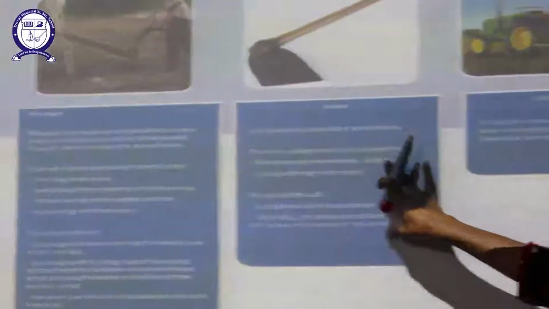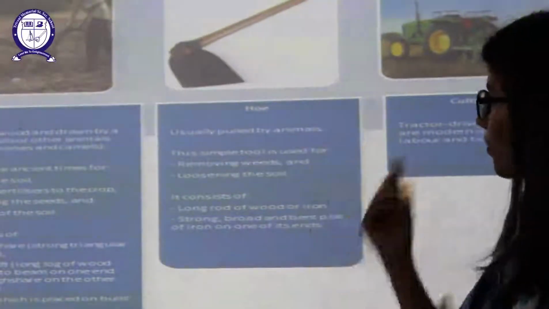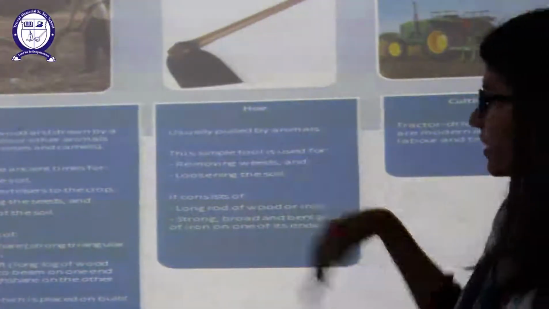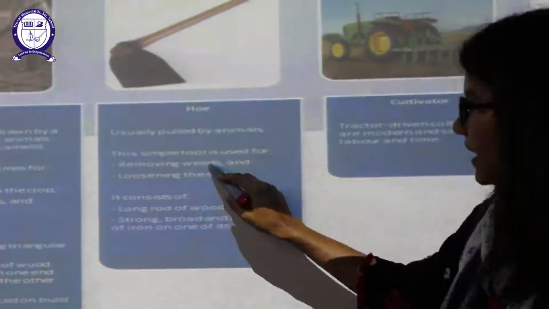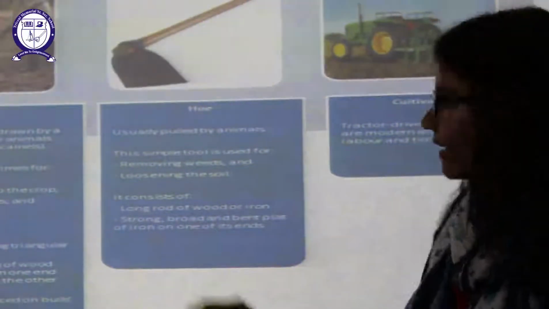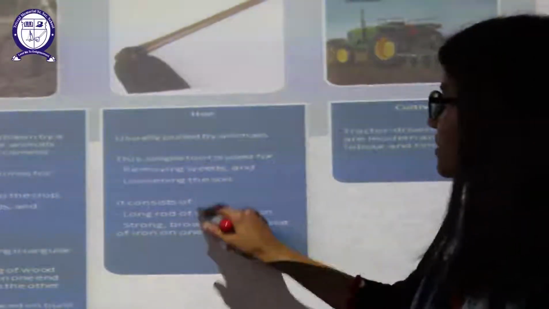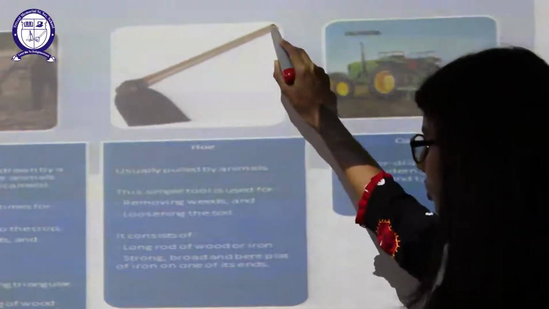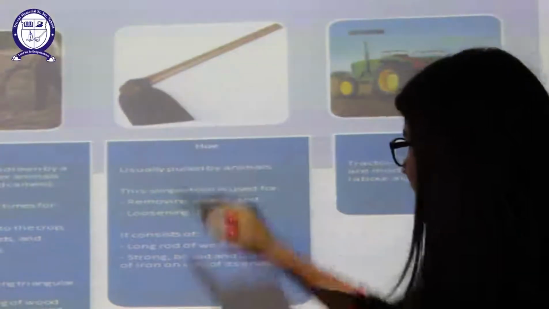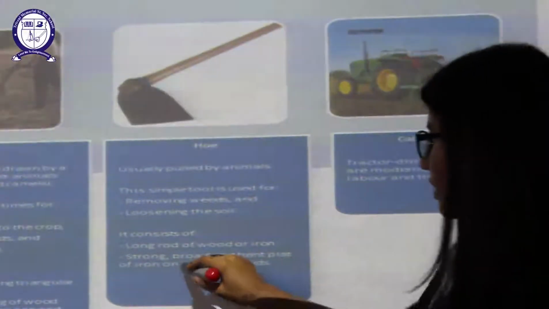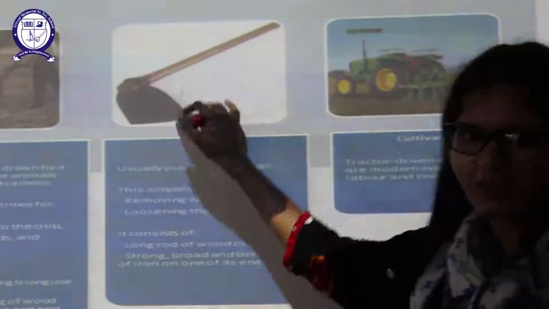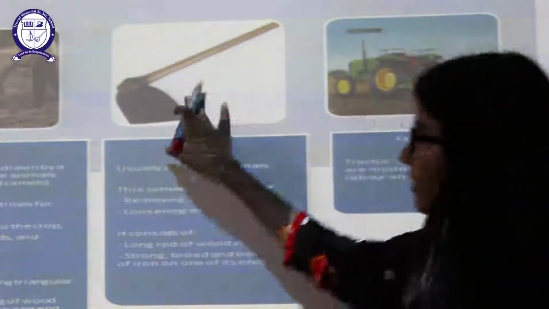Now the next implement is the hoe. It is usually pulled by animal. It is a simple tool. It is used firstly for weeding, weedicide. Then next is loosening of the soil. It consists of a long rod made of wood or iron and a strong board and bent plate of iron on one end. This is a very simple and basic agricultural implement.